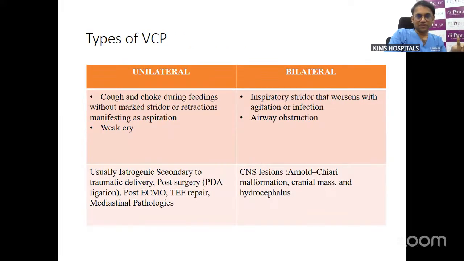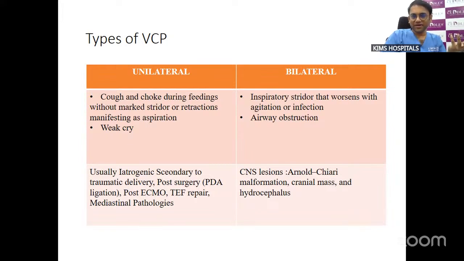Unilateral cases usually present with cough and choking during feeding. They may not have significant stridor or retractions. Usually they present with aspiration-like symptoms. Because the vocal cord on one side is affected, they can have a weak cry. Usually it is iatrogenic, secondary to traumatic delivery or post-operative surgery like PDA ligation or post-ECMO, where the left side is more commonly affected. Tetralogy of Fallot repair babies also have more chance of vocal cord paralysis. And any mediastinal pathology can compress the recurrent laryngeal nerve, on the left side, leading to unilateral vocal cord palsy.